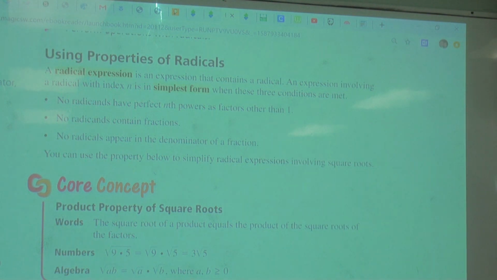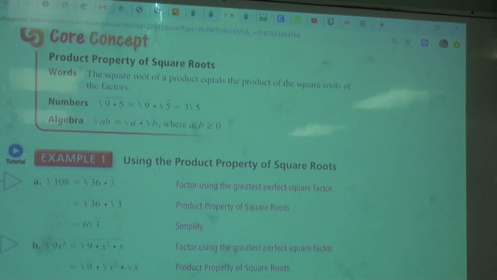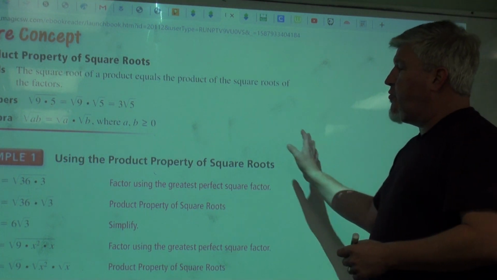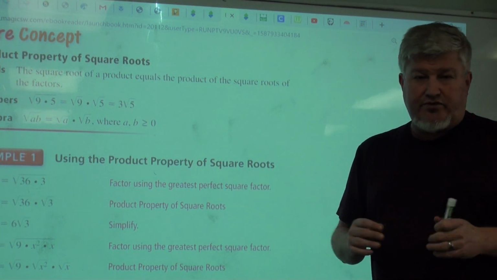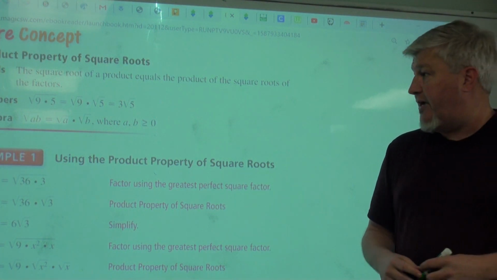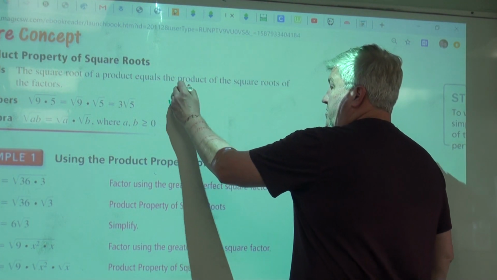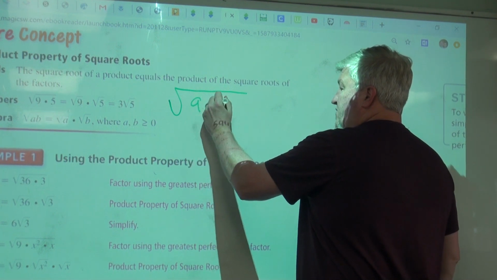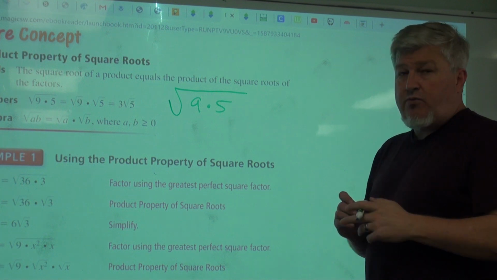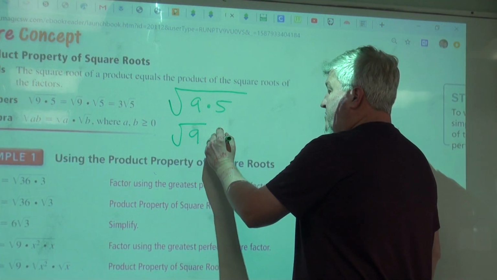So this first core concept is the product property of square roots. The square root of a product equals the product of the square roots of the factors. That's a lot of words. Please look at this or have your book open and look at it as I go along, right? So we've got this expression, I'm going to write it a little larger up here. The square root of 9 times 5. You can rewrite that as the square root of 9 times the square root of 5.